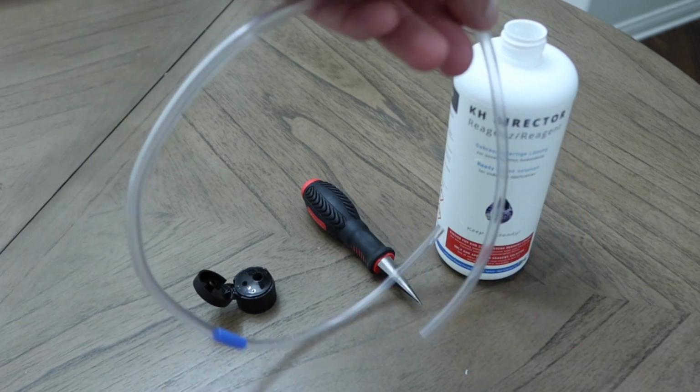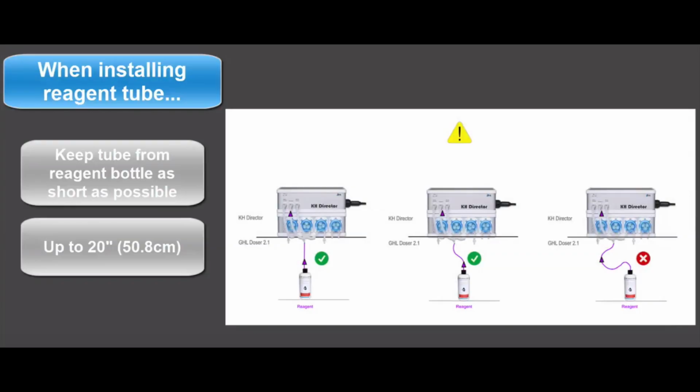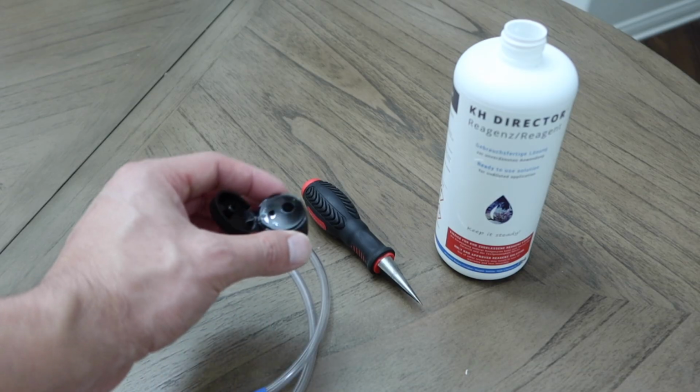Also, be sure to keep this hose no longer than 20 inches. A little over is okay. Make sure there's no kinks, no dips in this hose. It should be as straight as possible.